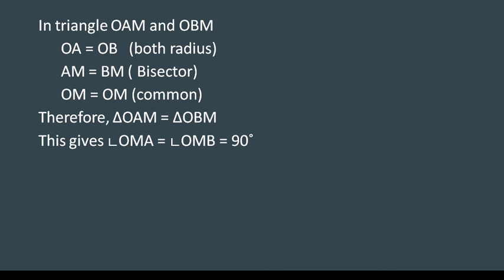In triangles OAM and OBM, OA equals OB, which is the radius of the circle. The lengths of the radii of a circle are equal. AM equals BM, which is the bisector part. Next, OM equals OM.